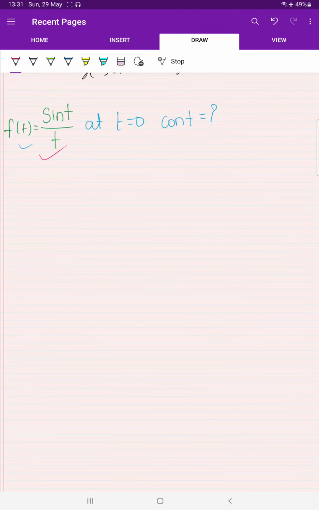So let us see the solution for this given question. The question is, we have to check whether this given function is continuous or not at t equal to 0. So we know how to proceed further whenever a function is given and you have been asked to check whether the given function is continuous or not.